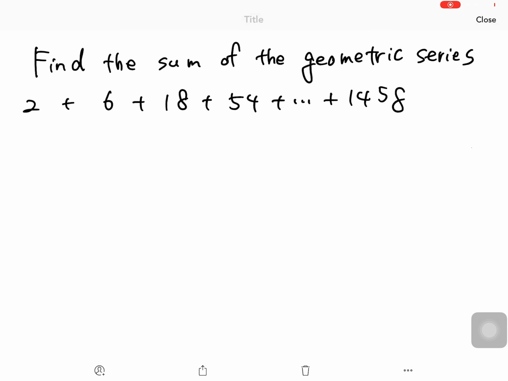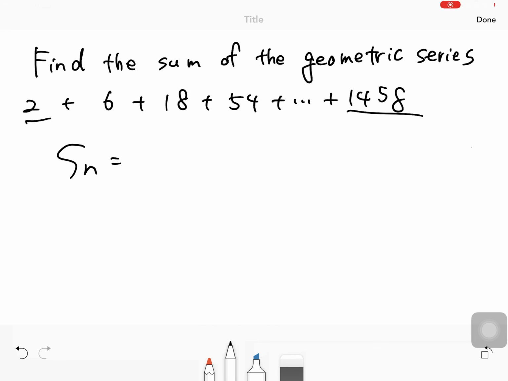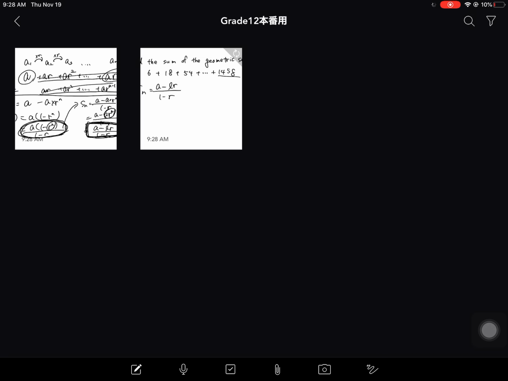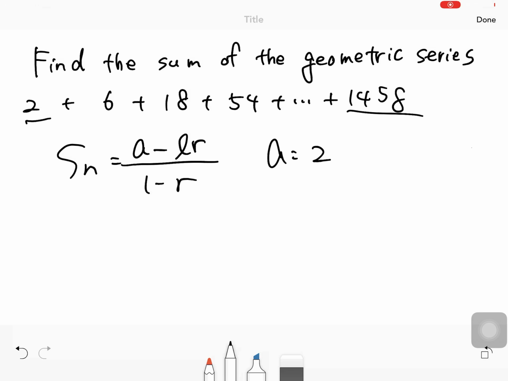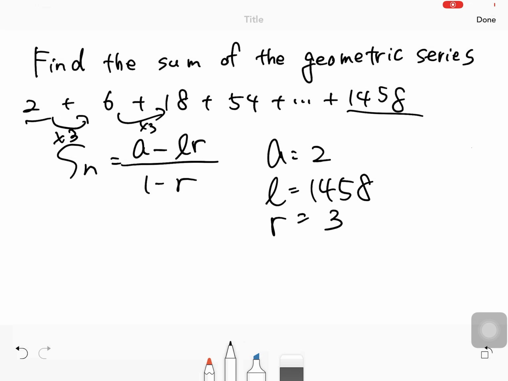Let's go back to the question. In this question, you know the first term and the last term, so let's use the second one. Sn equals (a minus lr) over 1 minus r. Wait, is it correct? Yes. And a is 2 and l is this, and r is the common ratio, which is 3.